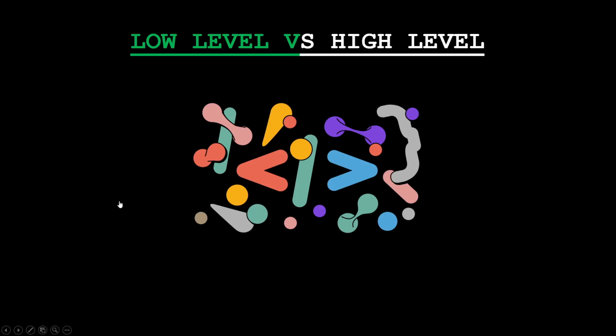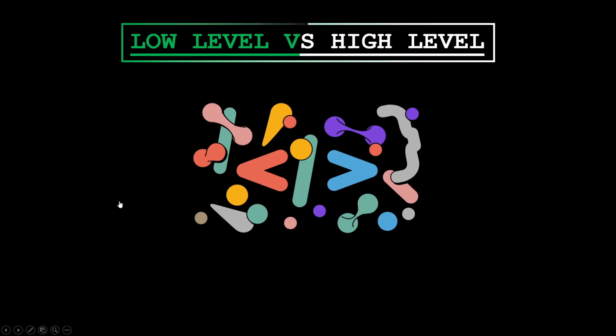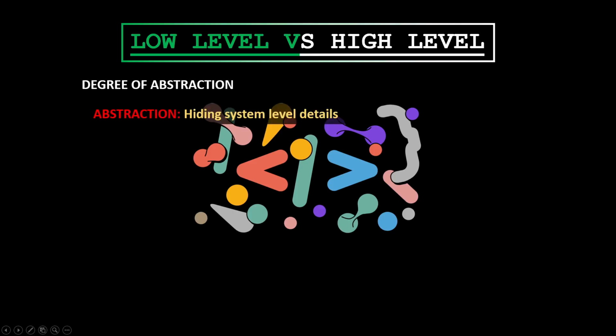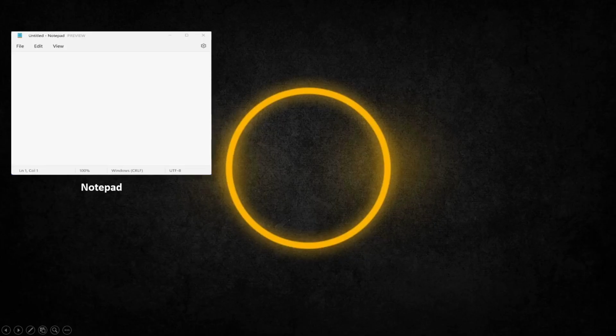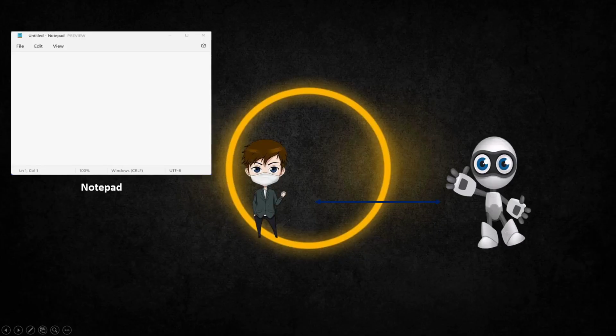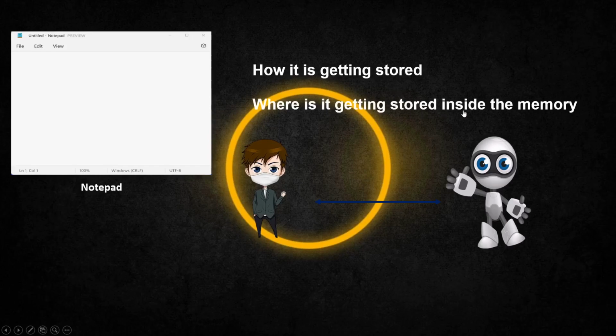There is a distinction between high and low level programming languages. Here, high or low simply refers to the degree of abstraction. Abstraction means hiding system-level details. Therefore, a higher degree of abstraction requires less effort from the user. We wouldn't have to worry about what's going on inside. A simple text editor is a good example of a higher degree of abstraction. You simply type the text and hit the save button when finished, without worrying about how it is saved or where it is being saved in memory. This is called a higher degree of abstraction.